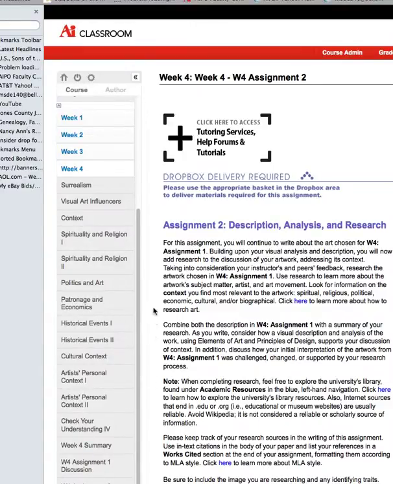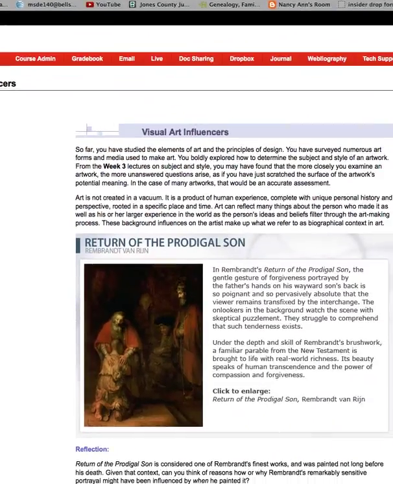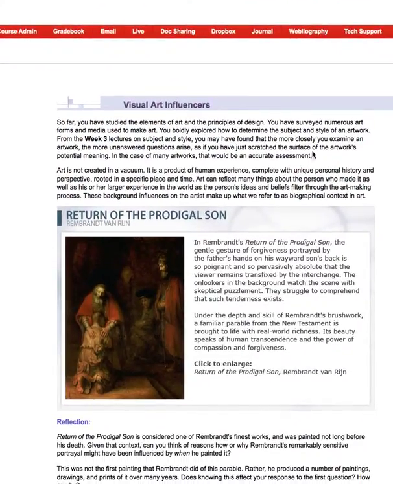Now, no substitute, like going over here and reading some of these things. You start up here and it tells you right off what some visual art influencers are. Here's a religious one, okay? Return of the Prodigal Son. Spend a minute reading this stuff here. I know you feel like you're doing a lot of reading, and that's the downside of online instruction. You have to dig so much out yourself, but you know what? Once you do it, it's really yours. I mean, you won't forget it.